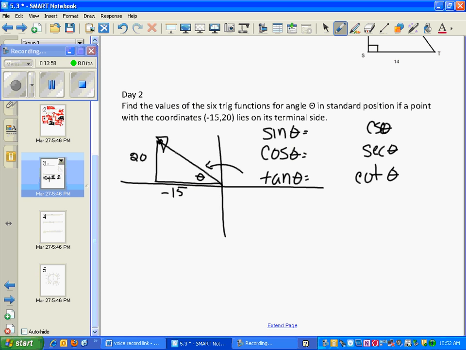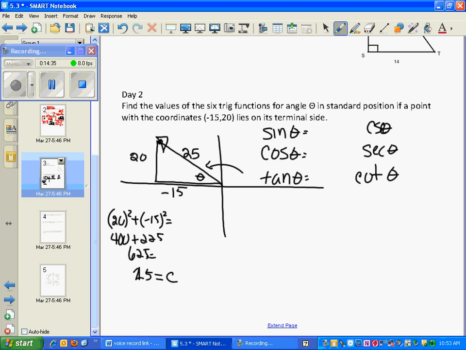So we're going to say that's 20 squared plus negative 15 squared, which is 400 plus 225, which is 625, which is 25. And so this value now is 25. Now let's think. This is the length of our hypotenuse. It's always going to be a positive value. Would you agree? Okay, because we're squaring everything.